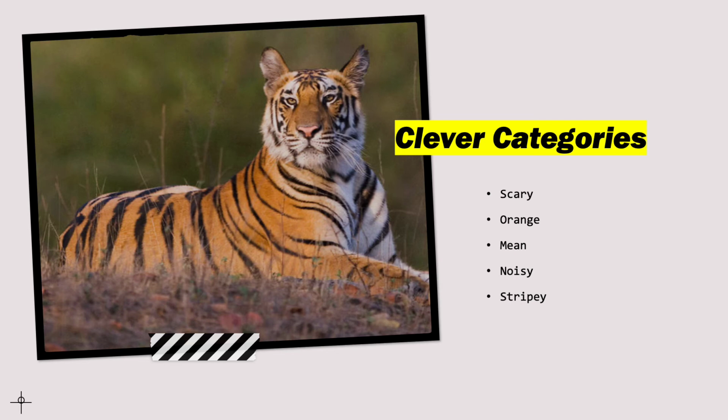Let's use an image of a tiger for example. Some adjectives that come to mind when I think of a tiger include scary, orange, mean, noisy, and stripy. Students will love this activity as they get to collaborate with their fellow classmates and get to have some fun while using adjectives.